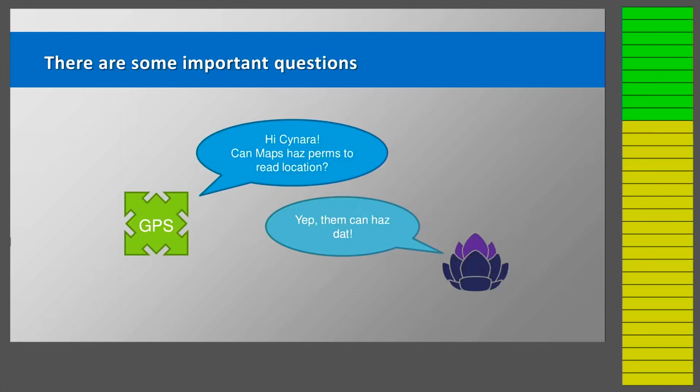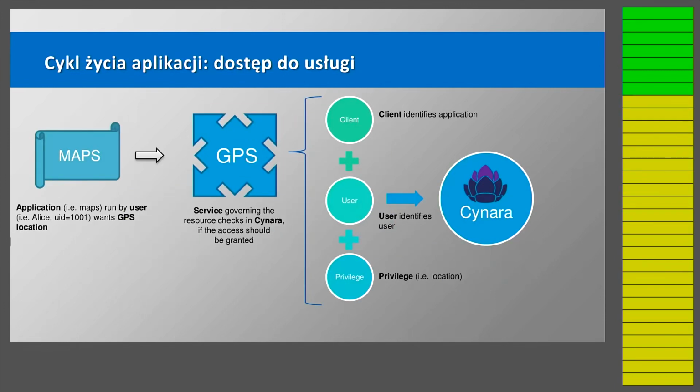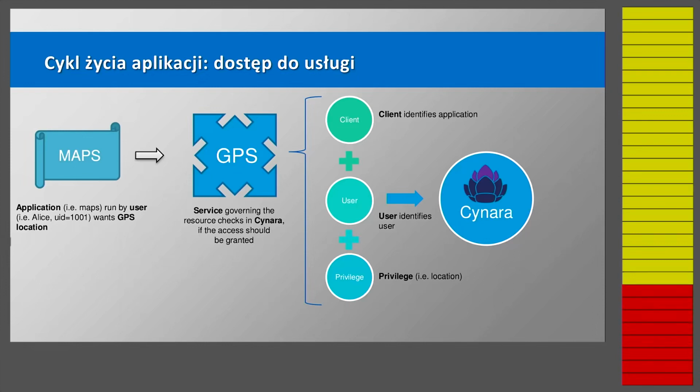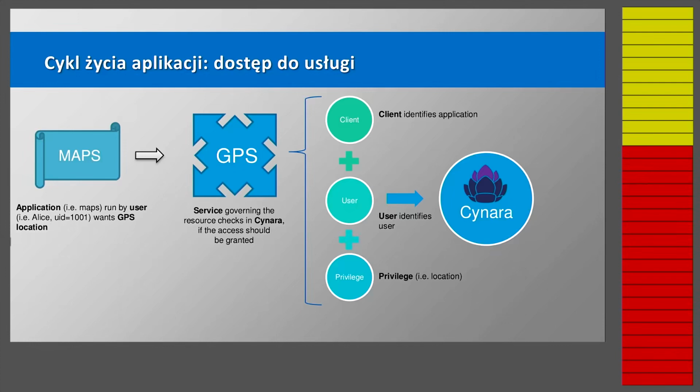So what really happens is that the service, in this case for example GPS, knows who came and wants to know something or alter something, and it sends the credentials of the application to Cynara. It queries Cynara, and Cynara knows the answer as it is a database and can return the answer to the service, so the service knows if the access should be granted or not.